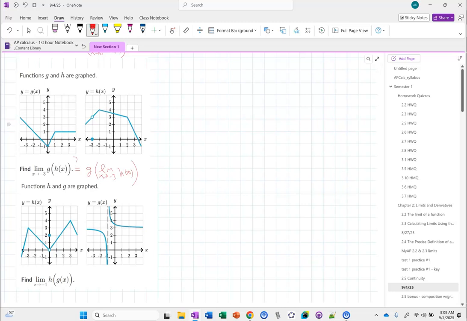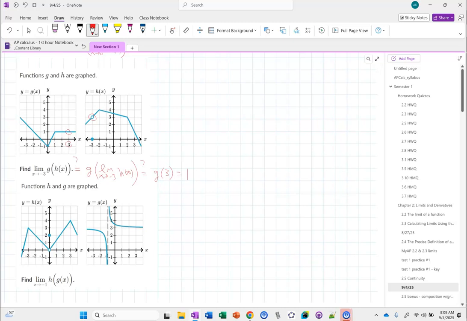So if I look at -3 on h of x, the limit there is fine though, right? That looks like it's +3. If I locate 3 in G, we're continuous there, so we're good.